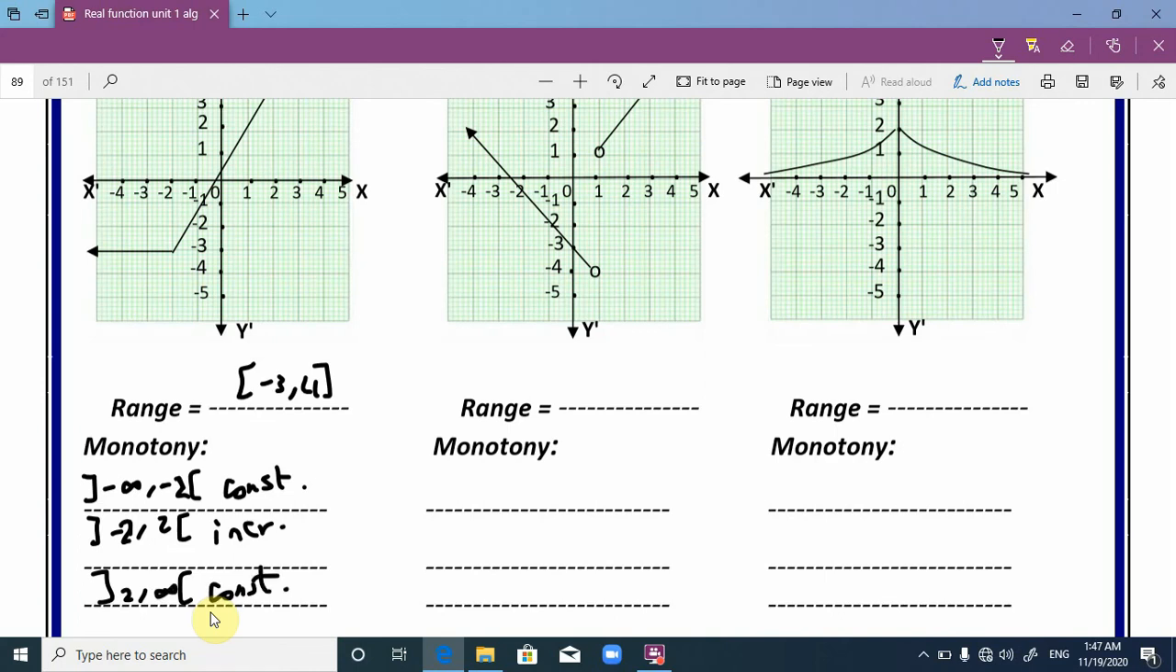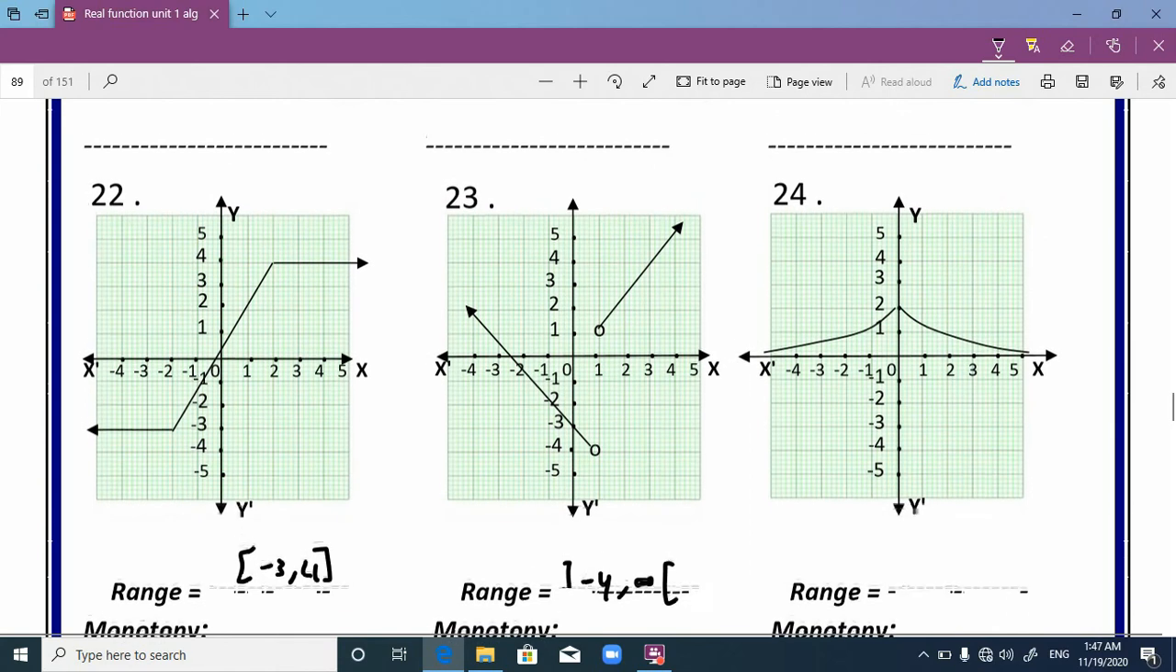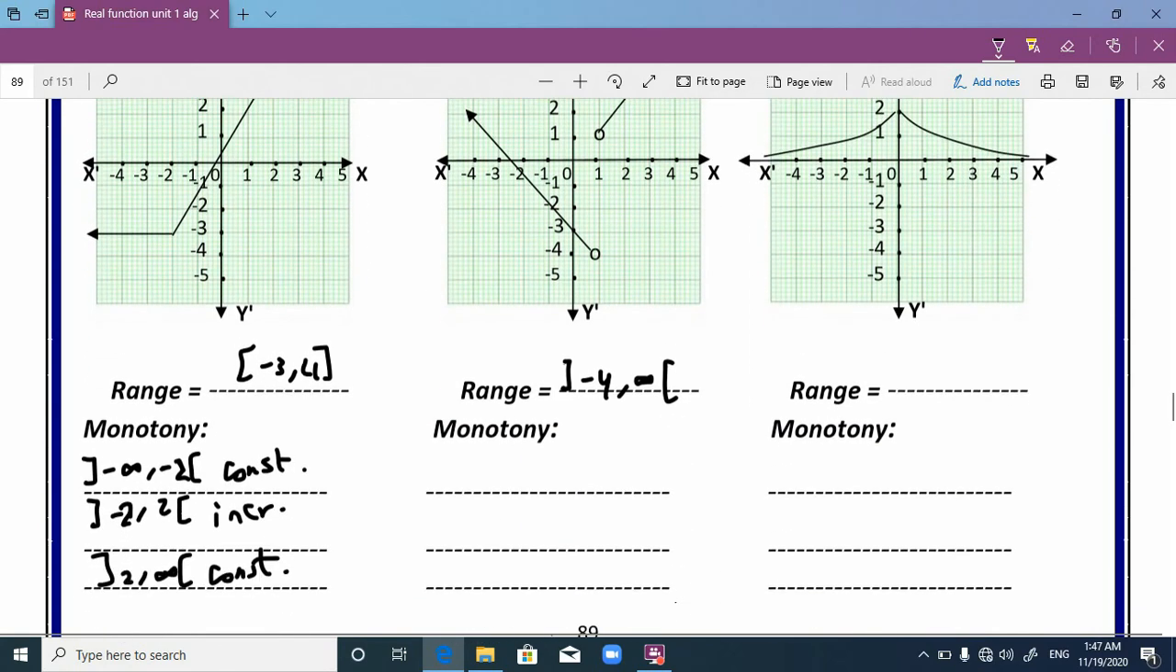Range here from negative 4 open to infinity open, because the ray here has no end. Monotony here we have 2 intervals. From negative infinity to 1 open, the function is decreasing. And from 1 open to infinity, the function is increasing.